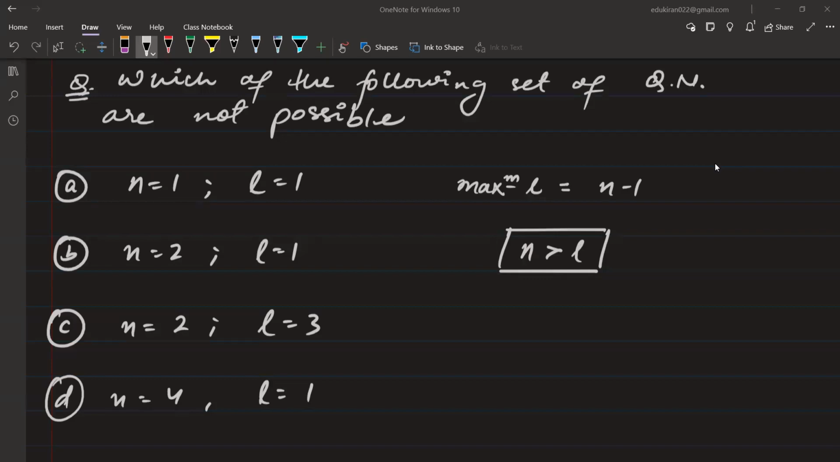ठीक है, तो अब यहाँ पे देखिए, where is this condition fulfilled? जहां पे n is greater than l, that is possible, and if n is not greater than l, then it is not possible. As simple as that. Okay, so I hope this is clear for everyone. Now please, I need answers from everyone. Look at the values of n and l, and wherever you see n is not greater than l, those values are not possible.